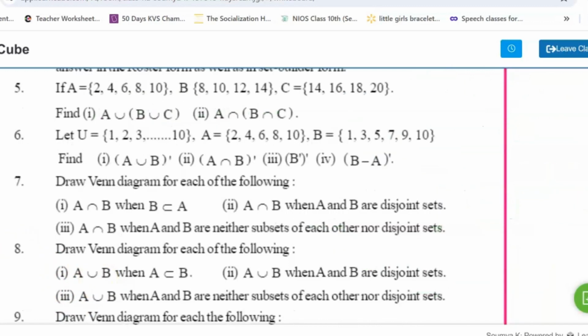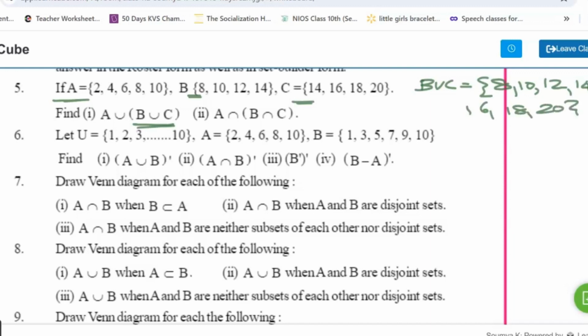Fifth question says A, B and C are given here. Find out A union (B union C). So first find B union C. Okay, so if you find B union C, the output would be 8, 10, 12, 14, and 14 is a repetition here, no need to write it again, then comes 16, 18 and 20. This is B union C.